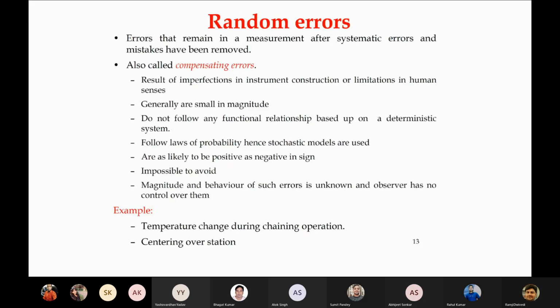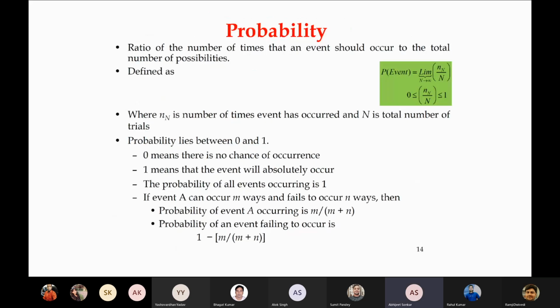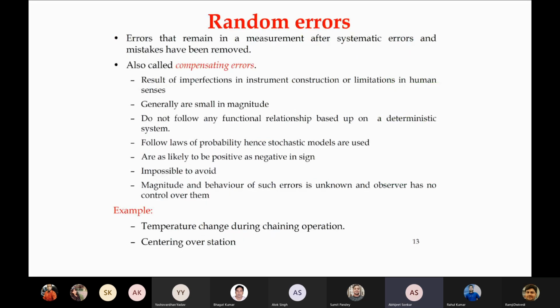Any questions? Okay. Sir, are random errors deterministic? No, they are not deterministic. We can only have a probabilistic approach towards them. We can only know the probability of their occurrence.